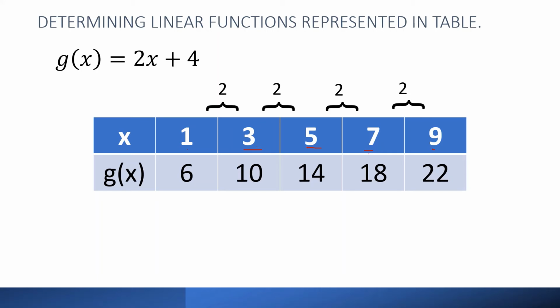Okay, so let's get the first difference on the g of x or y values. So 10 minus 6 is equal to 4. 14 minus 10 is equal to 4. 18 minus 14 is equal to 4. And 22 minus 18 is equal to 4. So what does it imply?